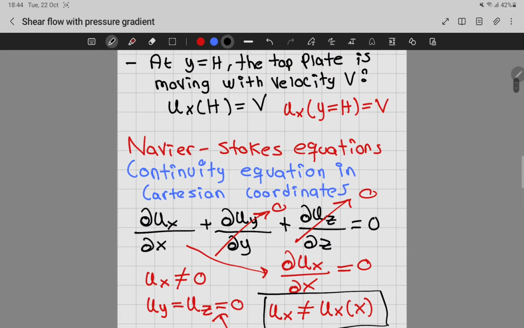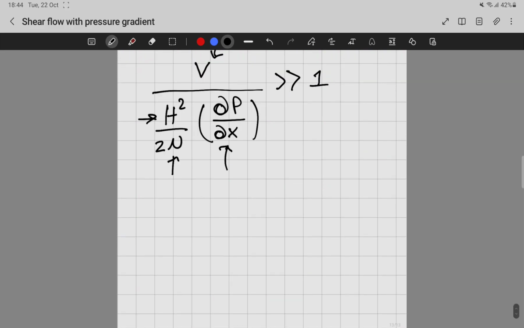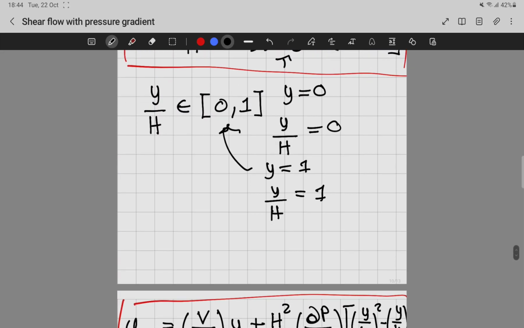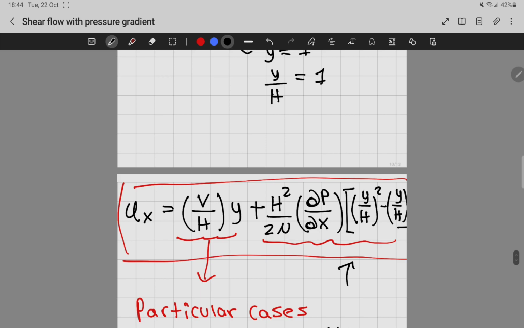The equations that I obtained here will be used to compare the numerical solutions. We will compare the numerical solutions obtained from those numerical methods with the exact analytical solution for the velocity profile for this problem.